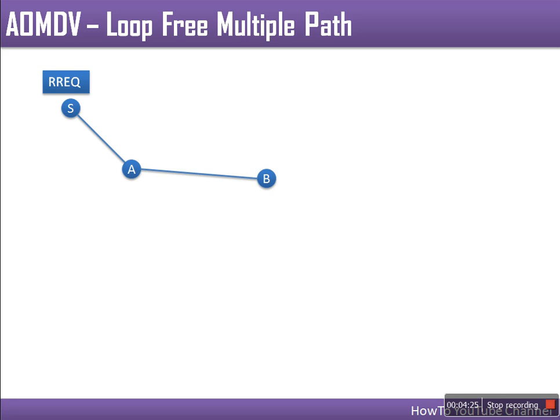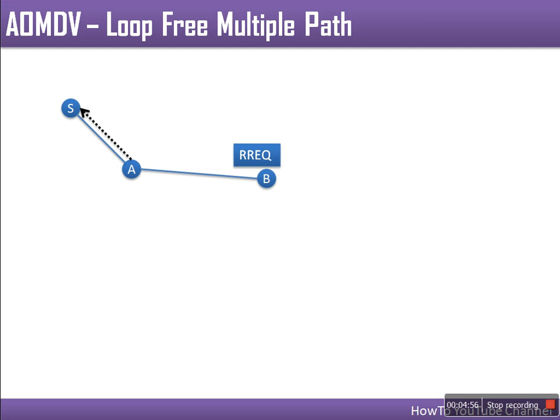So what is the first one? How can we maintain loop free paths? In AOMDV routing, we allow a node to receive multiple route request packets, and we ask that node to set a reverse path to the node from where that packet is coming. If we consider this scenario, node S is sending a route request packet to node A, so A will set a reverse path to S, and A will forward this packet, let's say, to B.